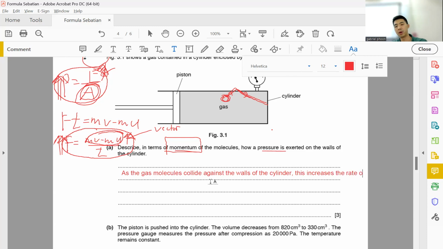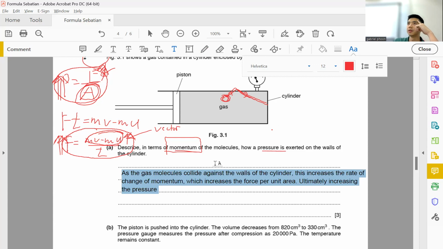This increases the rate of change of the... something along those lines.